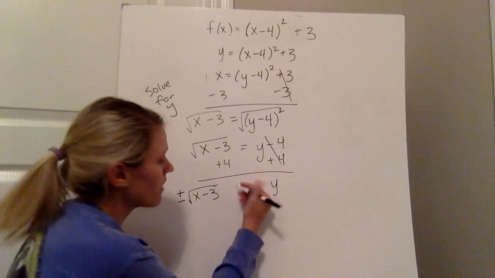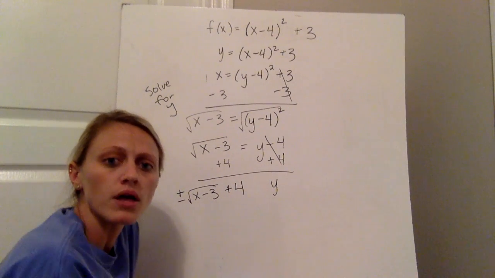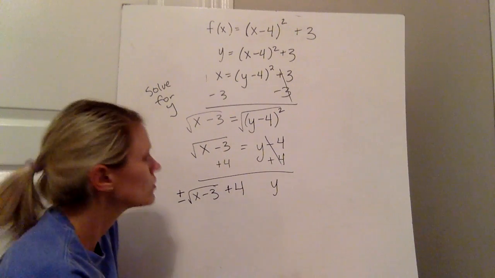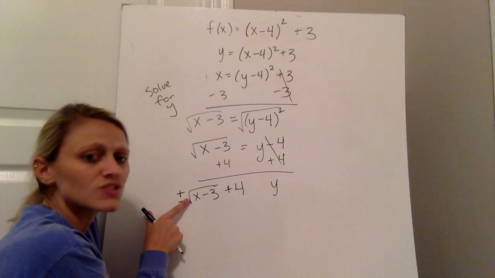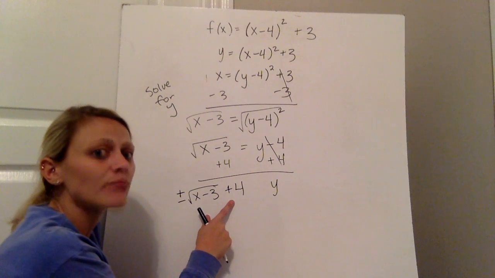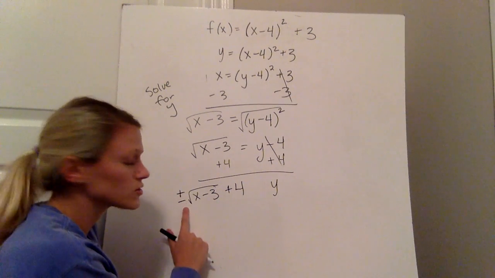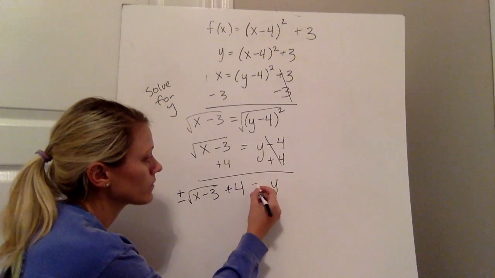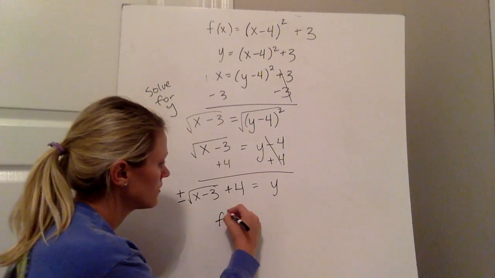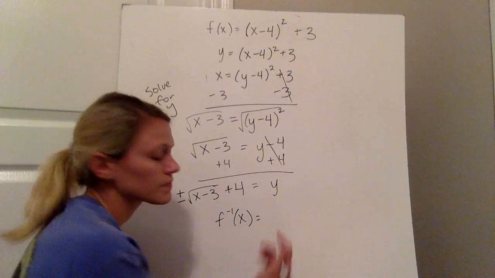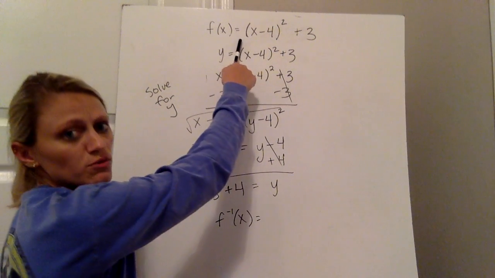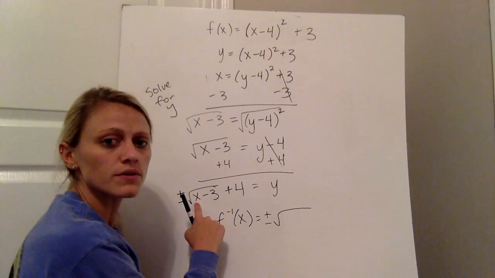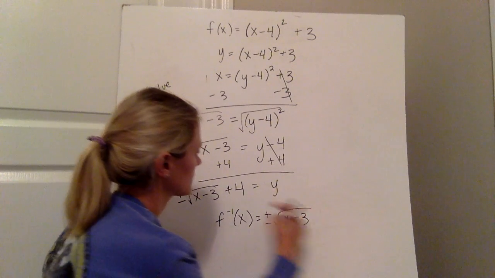And then added to that is plus 4. Notice this plus 4 is not underneath that square root. We only found the square root of x minus 3, not of the plus 4 that came after the fact. Okay, so it's plus or minus the square root of x minus 3, and then plus 4 is y. Y is by itself, so therefore I'm done. And the inverse of my original function is plus or minus the square root of x minus 3 plus 4.